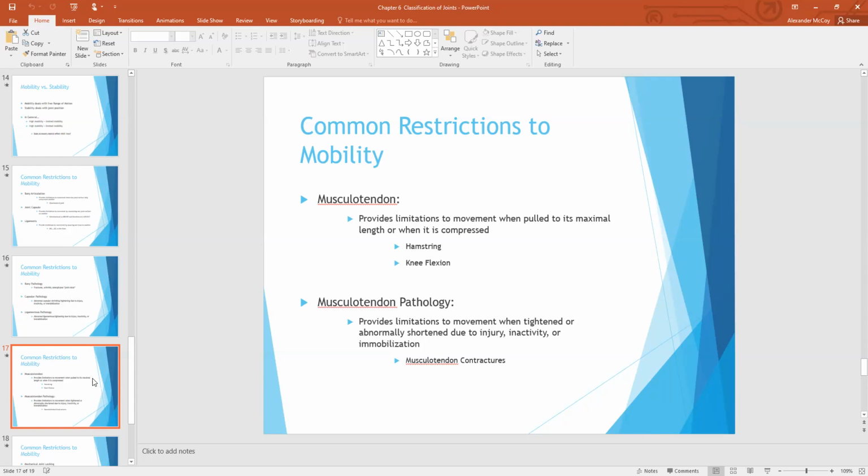And then also where the musculotendon pathology comes into play is, guess what? You have injury, inactivity, or immobilization, okay? That'll happen as well. Think about how easy it might be to touch your toes in a forward fold just any day of the week versus after you've strained your hamstring. It's going to be a completely different toe touch compared to before injury.